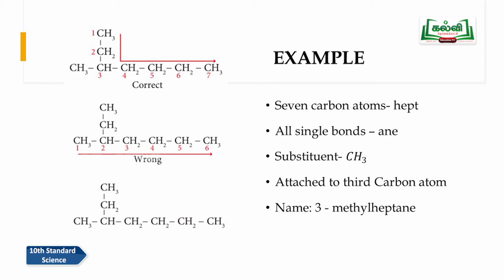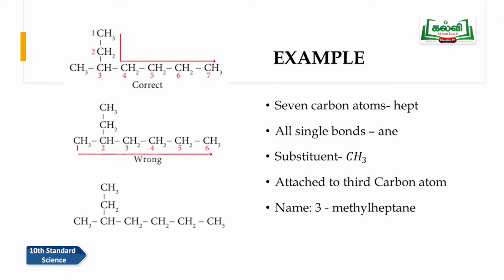In the straight chain, how many carbon atoms do we have? We have 7 carbon atoms. Therefore, we have to use the root word hept. Hept stands for 7 carbon atoms. So, in the parent chain, we have 7 carbon atoms. What is the nature of bonding? All are single bonds. Therefore, the ending is ane.